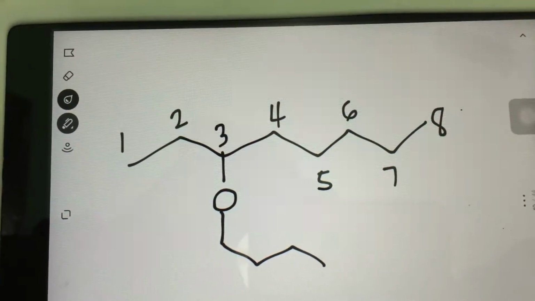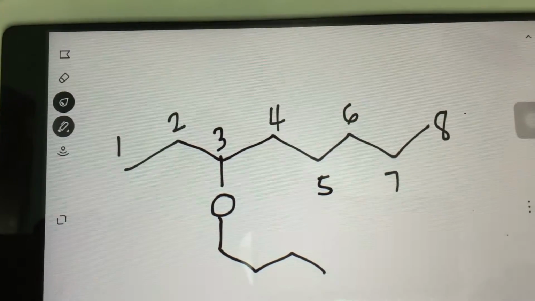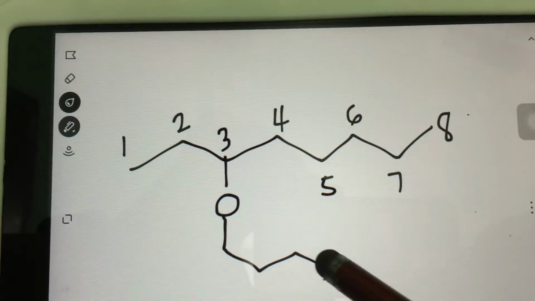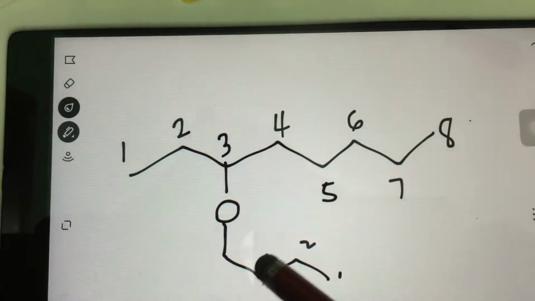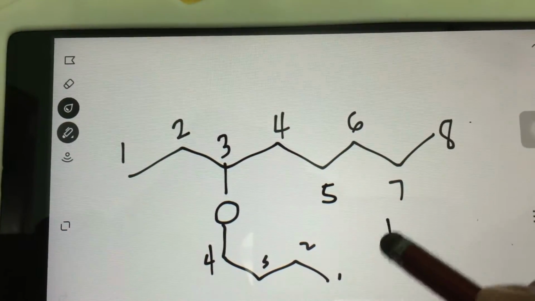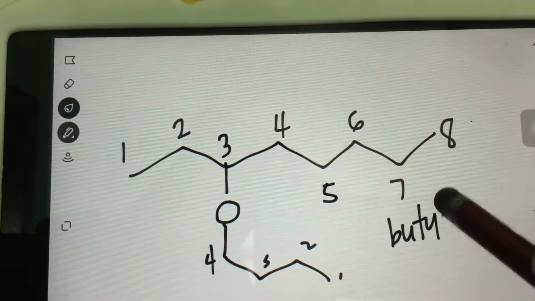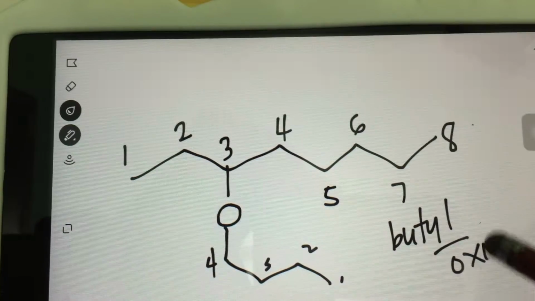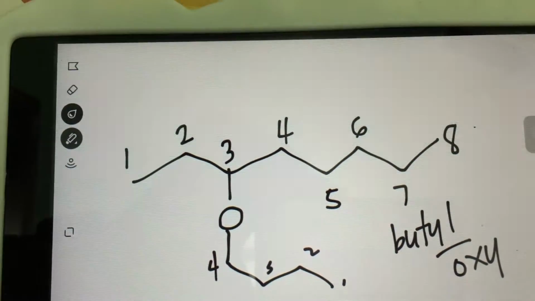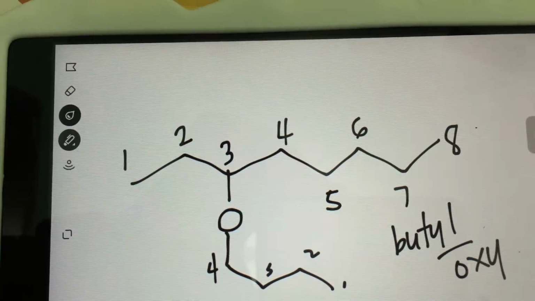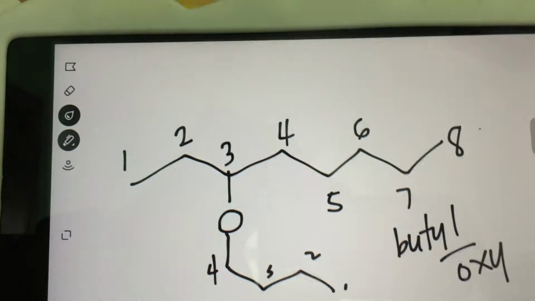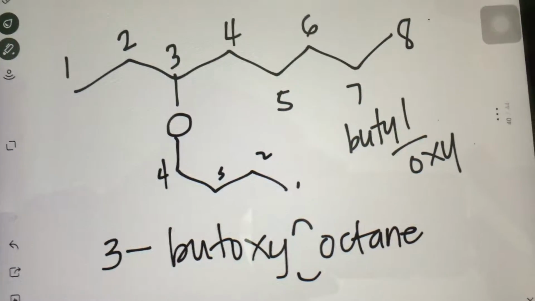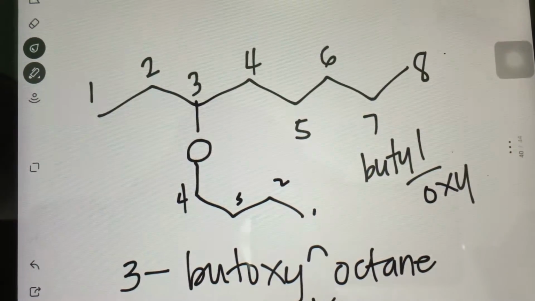Okay, so the parent name will be octane, and then where can you find the substituent? On the third carbon, and then this is 1, 2, 3, 4. So it came from butyl, so we will drop yl and then change that to oxy. So this will be 3-butoxyoctane, so no space in between. Okay, so 3-butoxyoctane, no space in between.